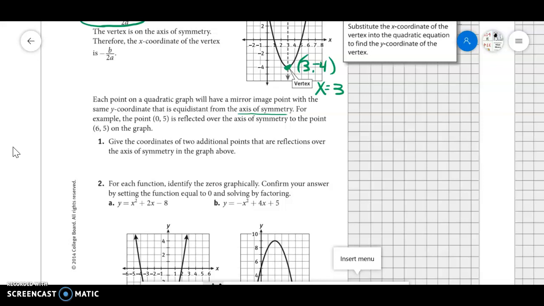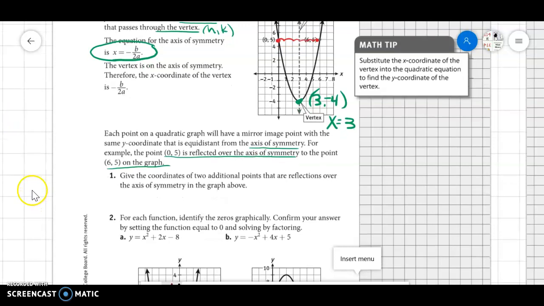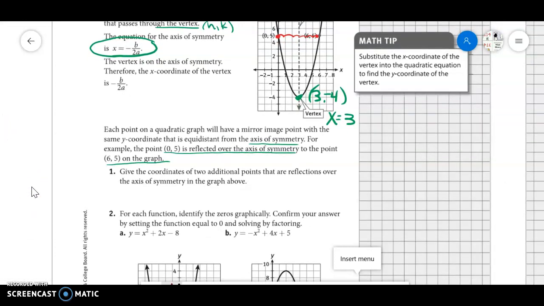So for example, the point 0, 5 over the axis of symmetry to the point 6, 5 on a graph. So if we go back up to this previous graph, we can say, okay, here is 0, 5, which you can see that they did. It is 1, 2, 3 away. So 6, 5 is 1, 2, 3 away on the other side. So give the coordinates of two additional points that are reflections over the axis of symmetry in this graph above. So we can see here, we can say 2, negative 3, and we can also say 4, negative 3. Those are our buddy points.